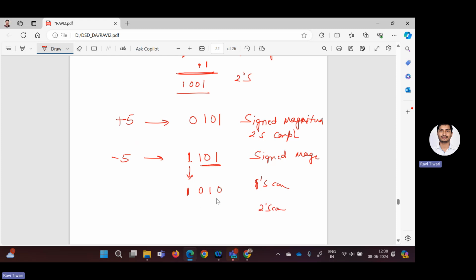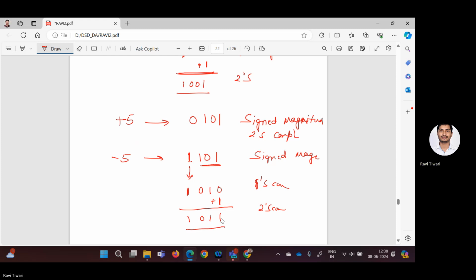Now we have to find the 2's complement. How can we find the 2's complement? Plus 1 in the least significant bit. That will give you the 2's complement, that is 1, 0, 1, 1. So 1, 0, 1, 1 is the 2's complement representation of -5.